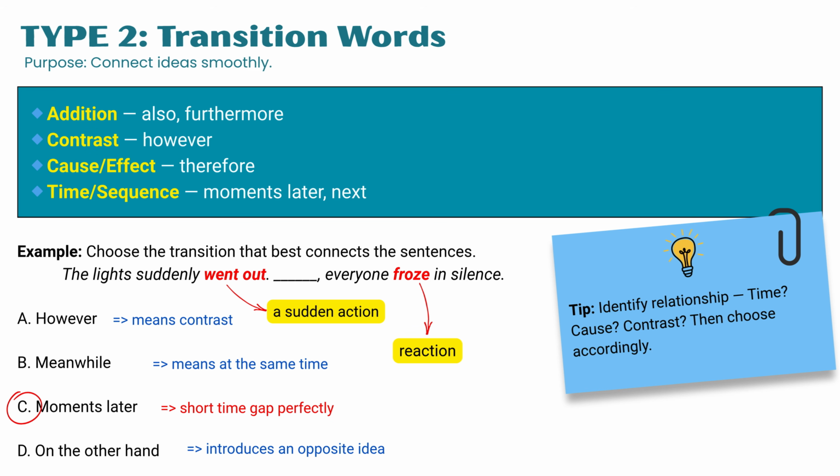When choosing a transition, ask yourself, what's the relationship between these sentences? If it's time order, choose then, soon after, moments later. If it's cause and effect, pick so or therefore. If it's contrast, use however or on the other hand.